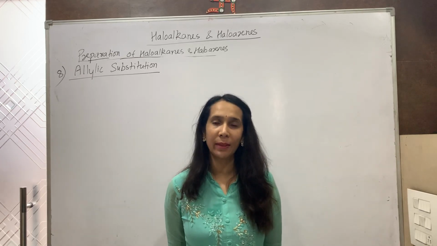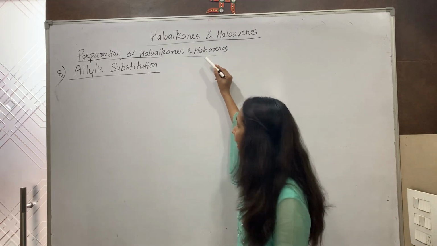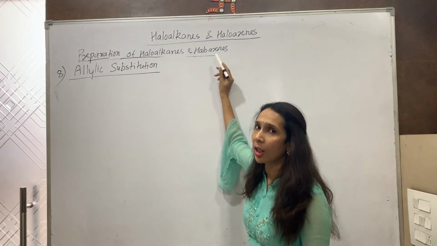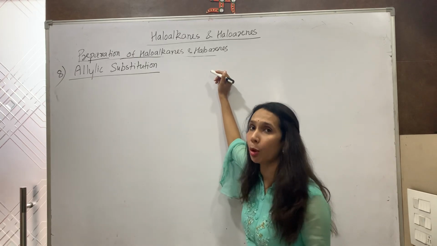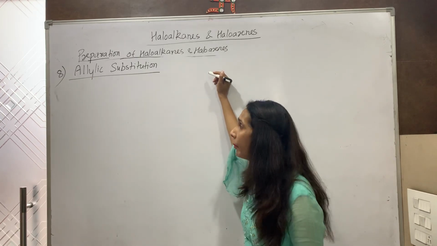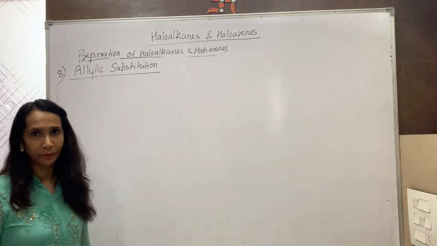Good morning, students. Last session we were doing the preparation of haloalkanes and haloarenes, and we had done the last preparation from the diazonium salts. We have prepared all the types of haloarenes. Now the next preparation we are doing is allylic substitution.